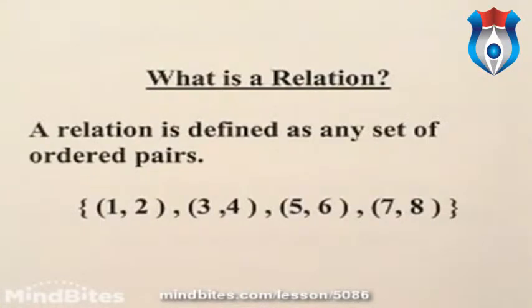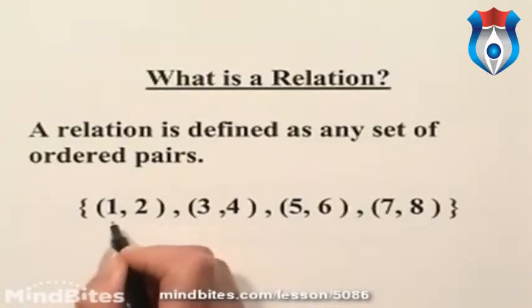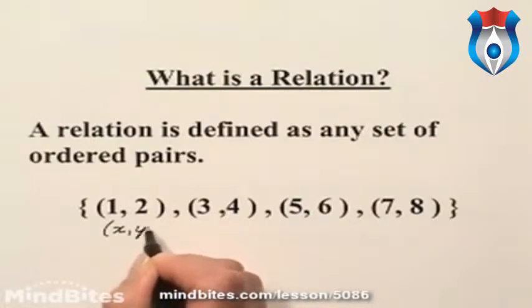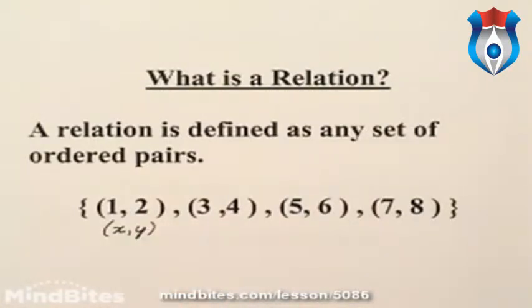A relation is defined as any set of ordered pairs. Here I have 1, 2, 3, 4 ordered pairs. The reason that they're called ordered pairs is that the order within the pair is very important. The x coordinate is always the first one and the y coordinate is always the second one.